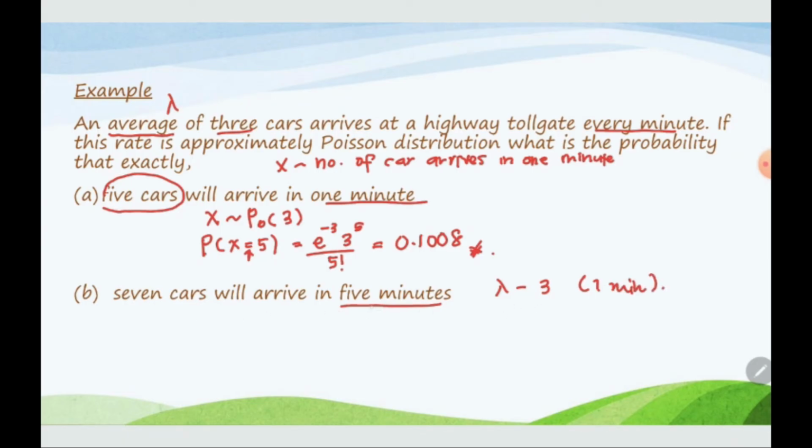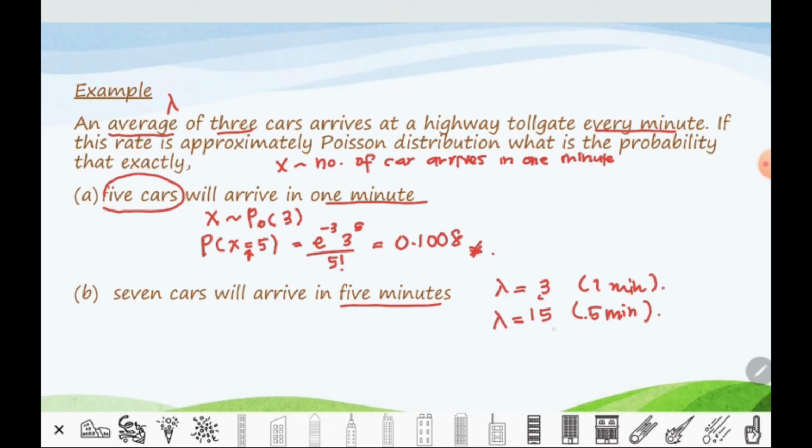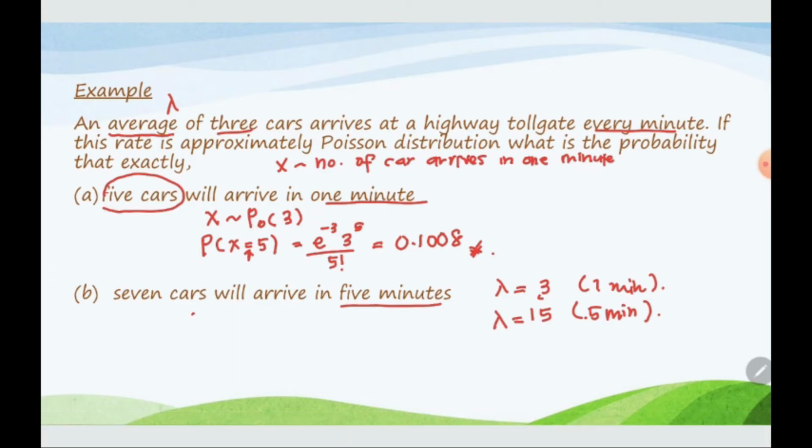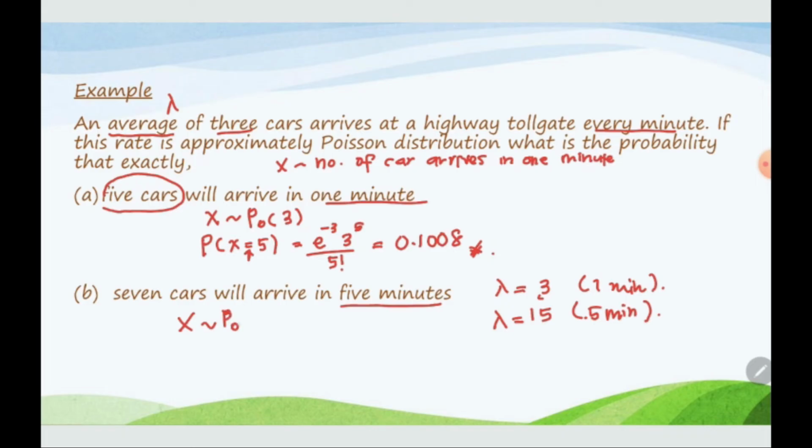But the question here states it in 5 minutes. So we need to find the new lambda in 5 minutes. So you need to multiply 3 with 5. So we got 15. So this is the new lambda. So we got the new distribution of Poisson, with new lambda, which is 15.